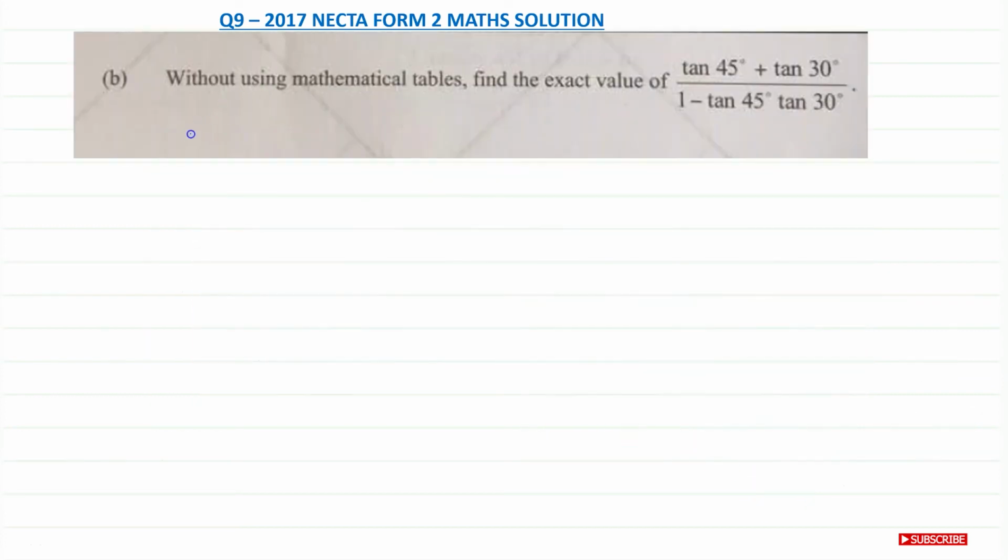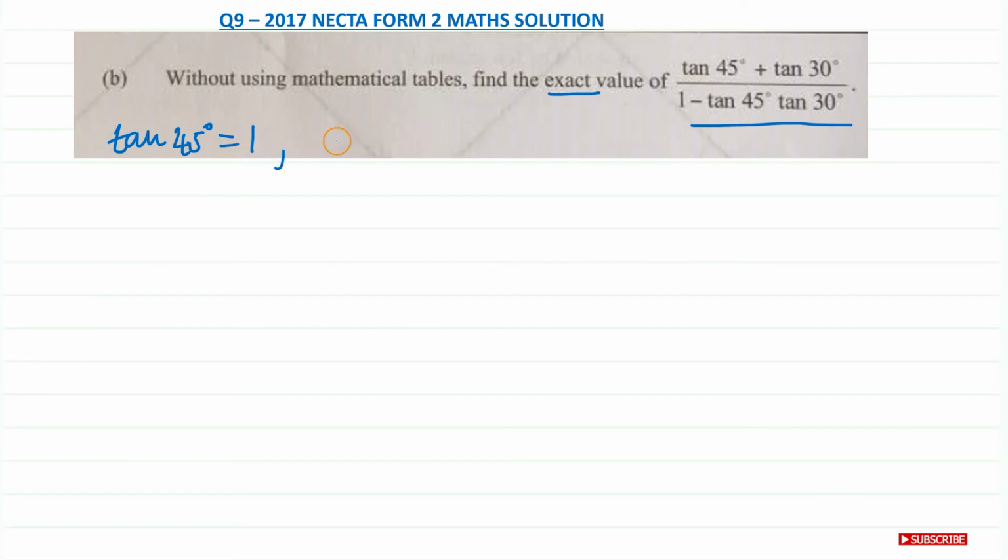So now for question 9b, we're told without using mathematical tables, find the exact value of all this. So the exact value, it means you need to give it in radical form. And we need to find tan 45 degrees and we need to find tan 30 degrees. So tan 45 degrees is going to be equal to 1 because sine 45 is equal to cos 45, and you know tan is equal to sine over cosine, so you'll end up with 1.